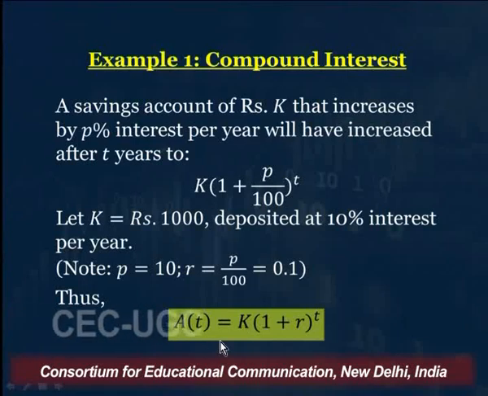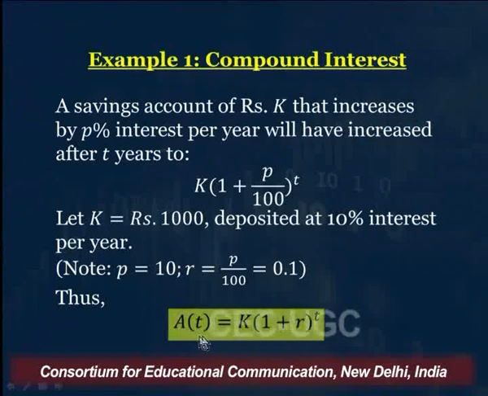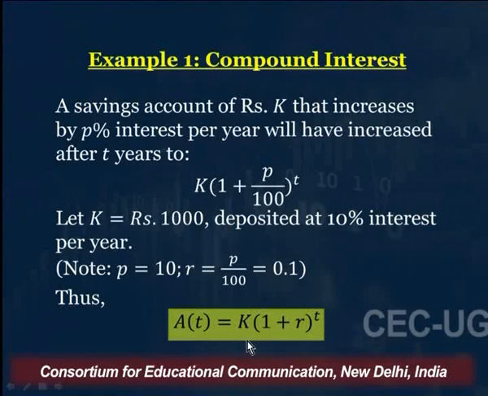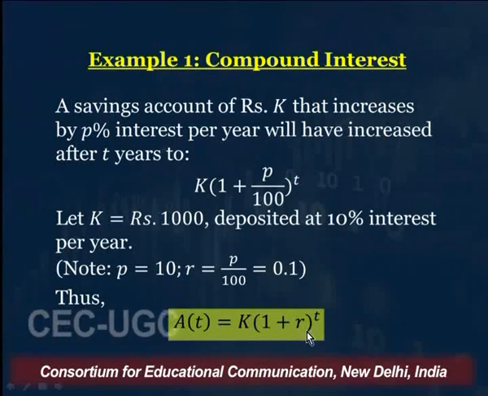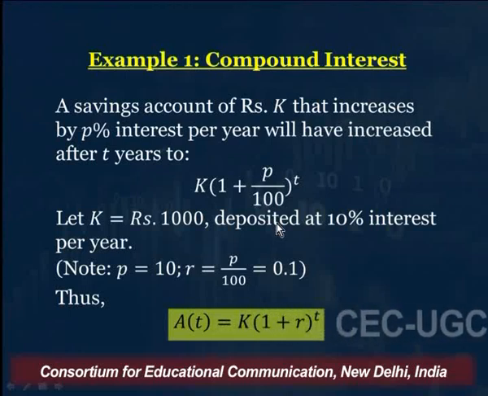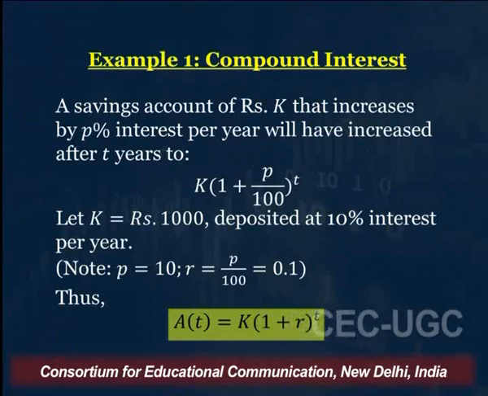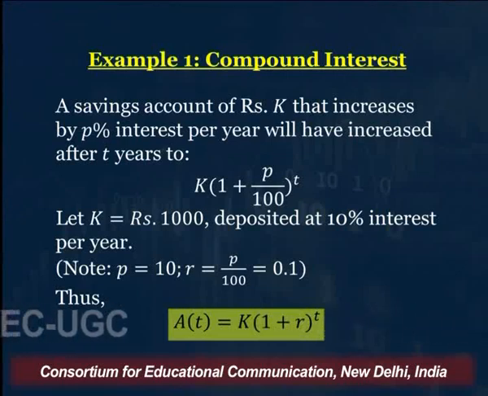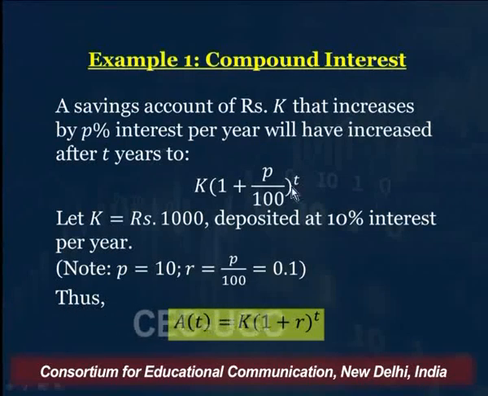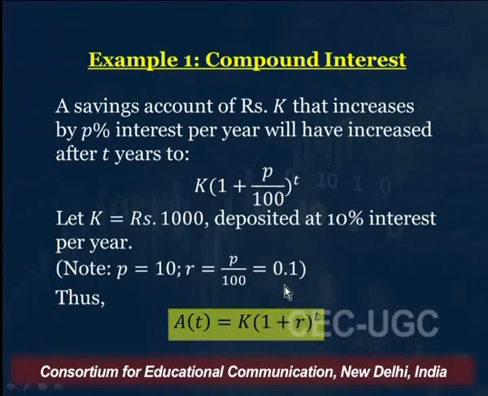Alternatively, I can also write the amount in time period T as K times 1 plus R to the power T, where K is the principal amount and R is nothing but P by 100. So to give you a sense of things, let's take some numbers. Let's suppose you have rupees 1000 which you deposit into your savings account at 10% interest per year. So here R is equal to P by 100, which is 0.1.